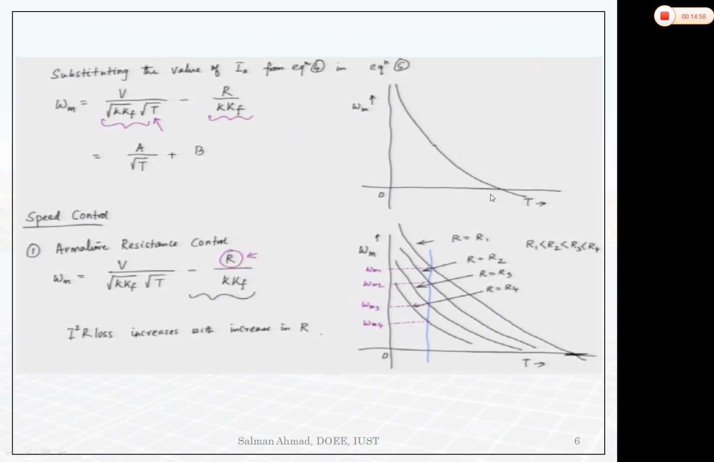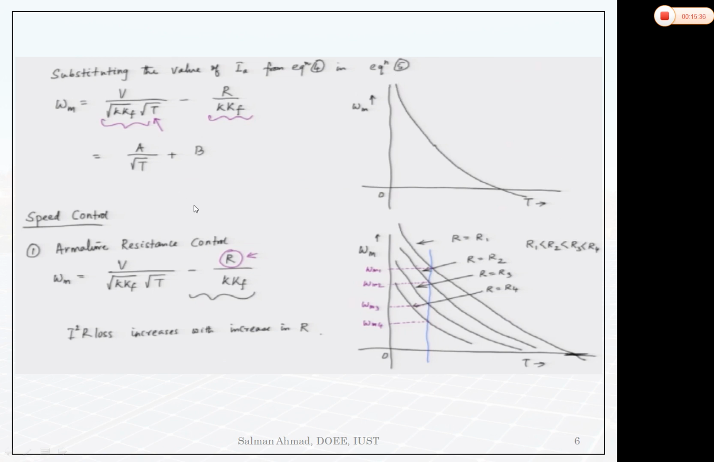Now you may know that DC series motors should not run at no load. Why? Because when the torque requirement is zero, the speed could be dangerously high, and the centrifugal forces will be very high on the machine, and the parts may fly away. So a DC series motor should never run at no load condition, because at no load the speed corresponds to infinite. It is very high.